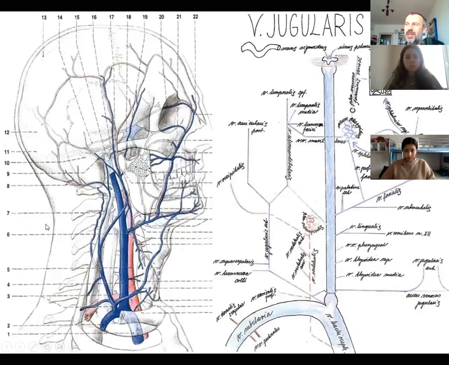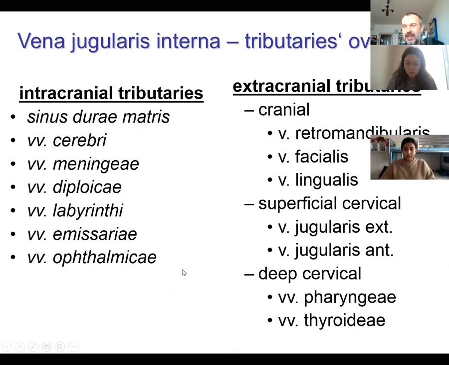And now, an easy scheme shows you all the branching. So now let's go into the details of this scheme. First, we review all the tributaries into the internal jugular vein. First, we have the intracranial ones, which are inside the skull. So the sinuses, we will talk about them in detail, which are between the skull and the dura mater.